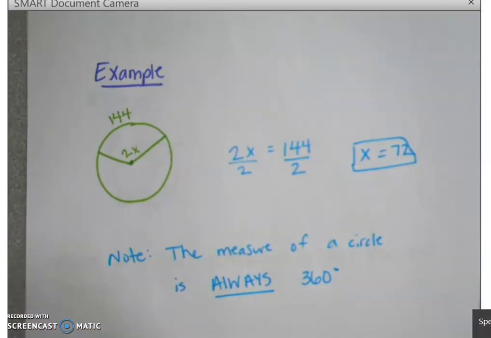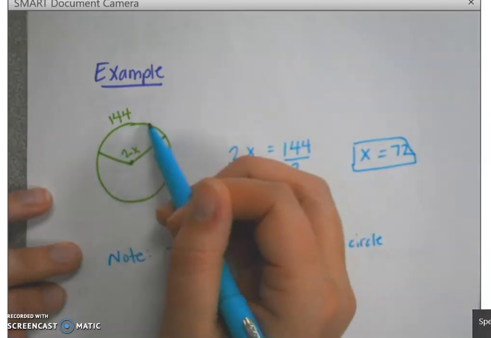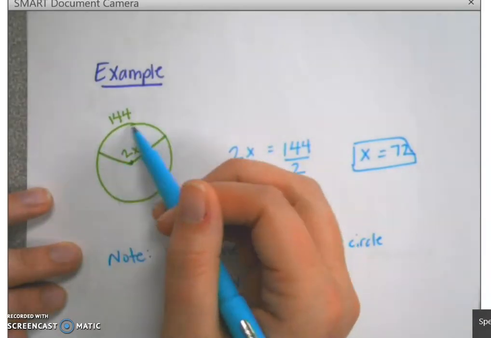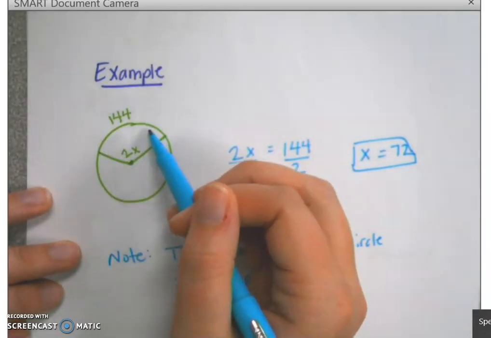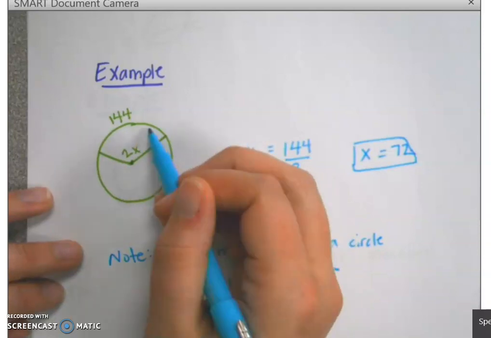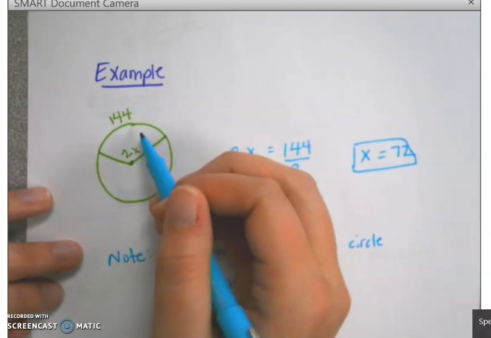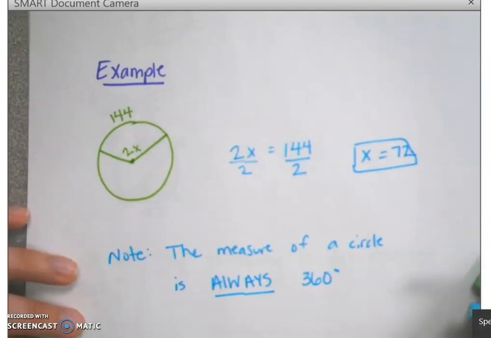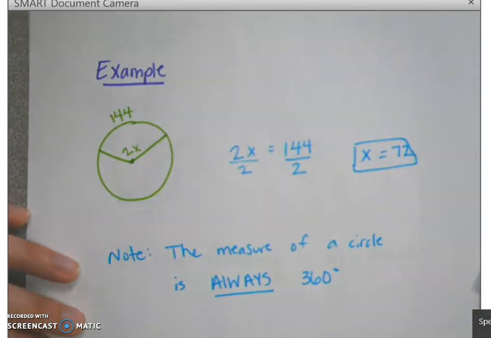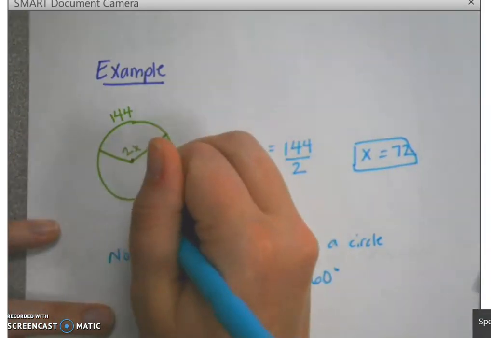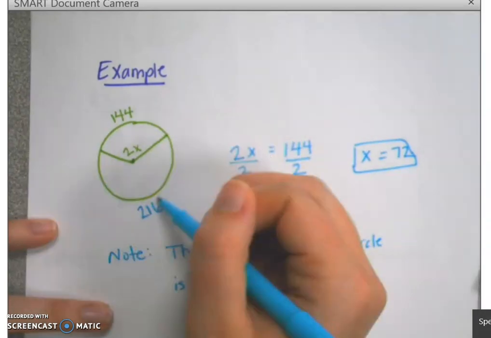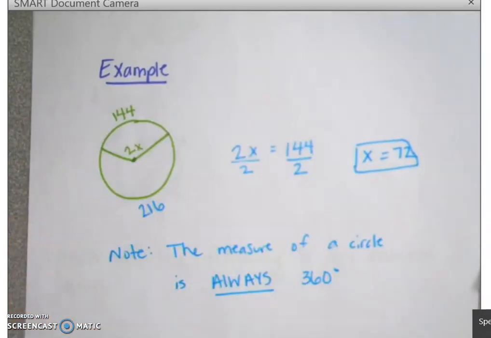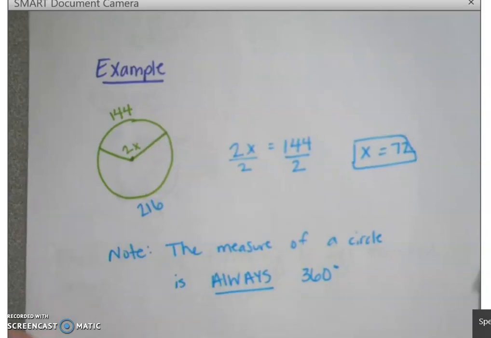So what that means is if this arc right here was 144, we call this a minor arc because it's less than 180. So this minor arc is 144, and the whole circle is 360. If I do 360 minus 144, I get the other side. So that means the major arc is 216. So you can figure out different things about these. So that is central angles.